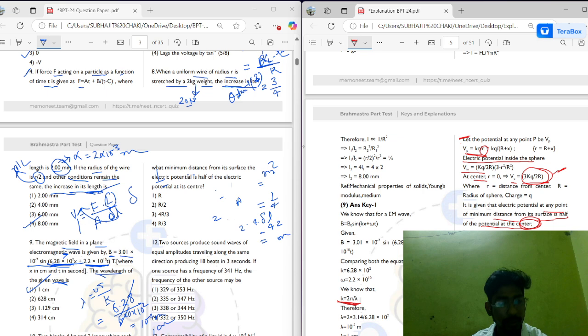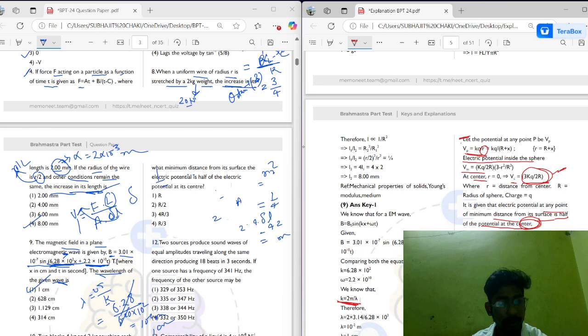H3 equals this. We know that H equals MSΔT. Here in this case, M and S are equal, as they are made of the same material and of the same length. So from this you can say ΔT3 equals ΔT1 plus ΔT2.